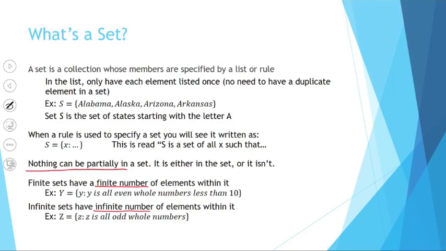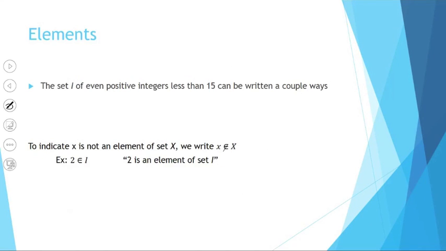Oh, but just to go back and read that. This says the set Z contains elements z such that z is all odd whole numbers. See, that would be an infinite set because there's an infinite number of odd numbers. That list would go on forever. So elements.